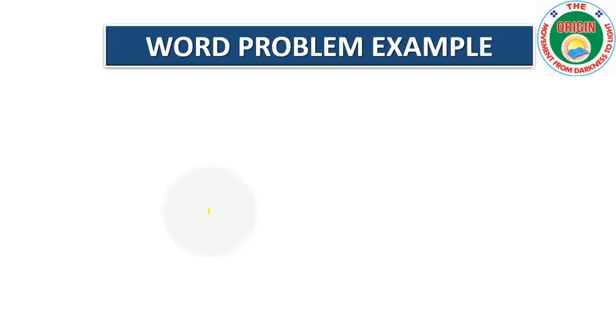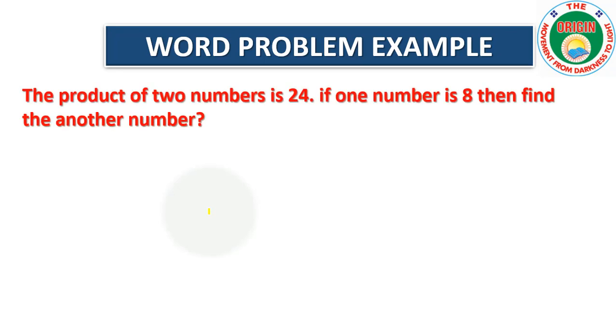In the previous video I explained how an expression is converted into sentences and how a sentence is converted into an expression. According to that, I have given this problem. Once look at the problem. The product of two numbers is 24. If one number is 8, then find the other number.